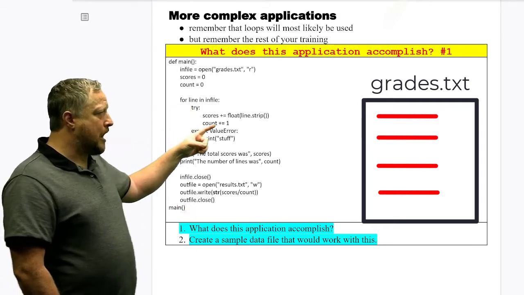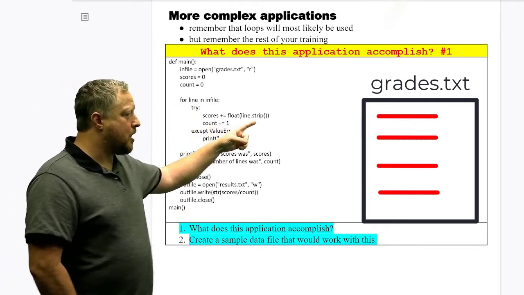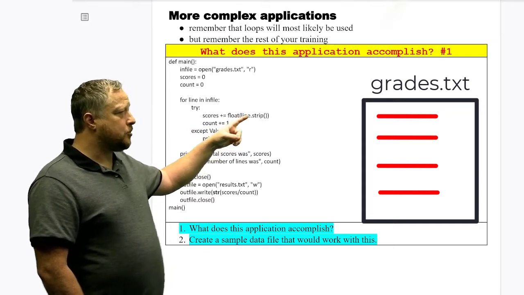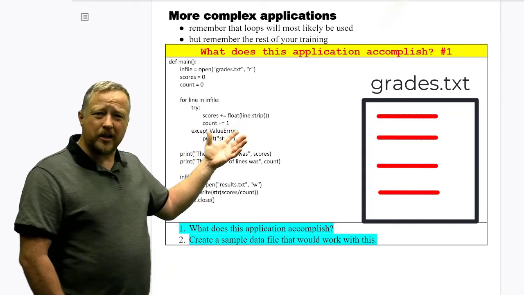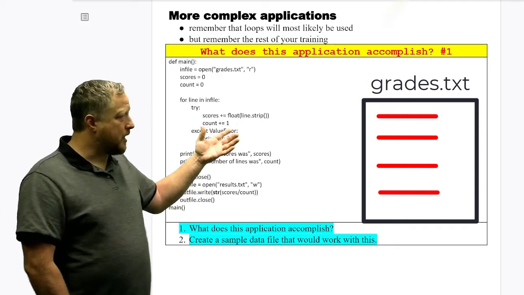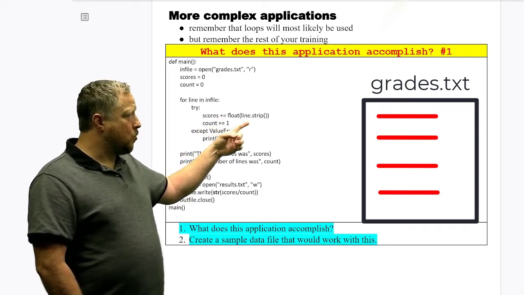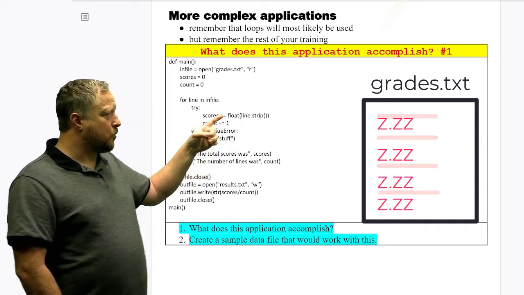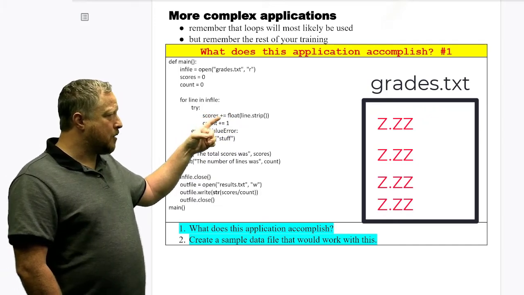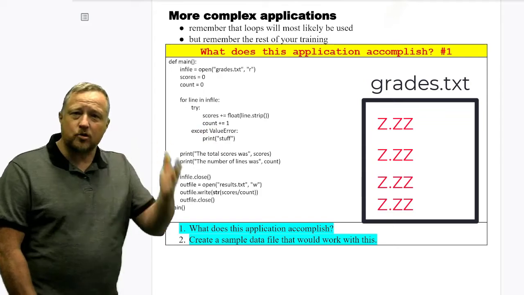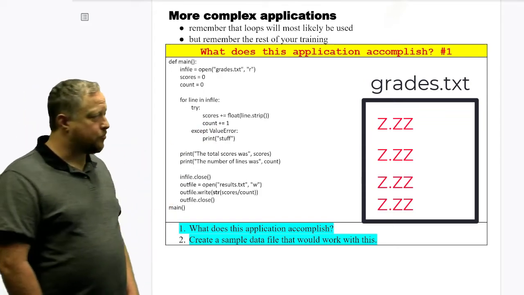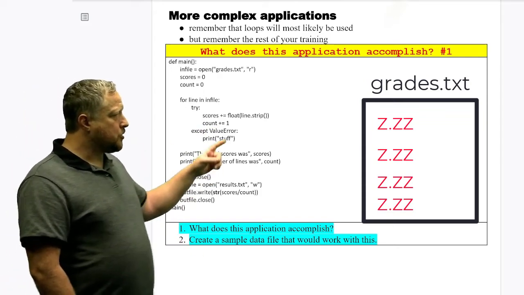So looks like we're going to strip the line. Oh, it looks like the line's only going to have one thing in it because we're not using a list like data or something like that. So it looks like it's going to be only one value. We're going to change it to a float, and we're going to keep with the plus equals there. We're going to keep adding up the scores every time that we're reading through the loop. But it also looks like count.